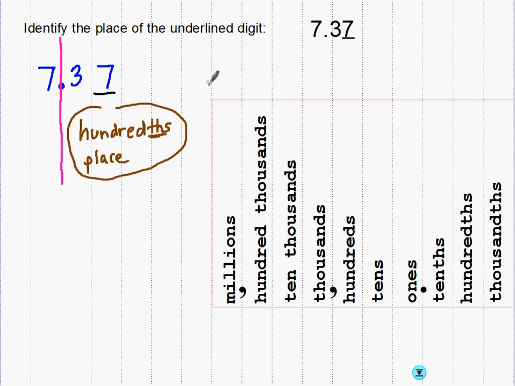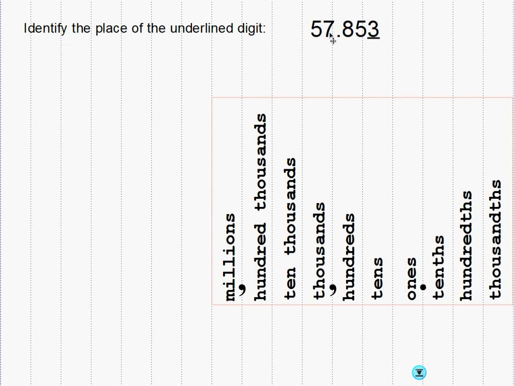And we'll work a couple more here to help you out. All right, this time we have a number 57 and 853 thousandths. So let's go ahead and copy our number over here. And let's draw a line down through my decimal point. Everything on the left is a whole number. Everything on the right is a decimal amount, or a decimal place, less than 1 whole.